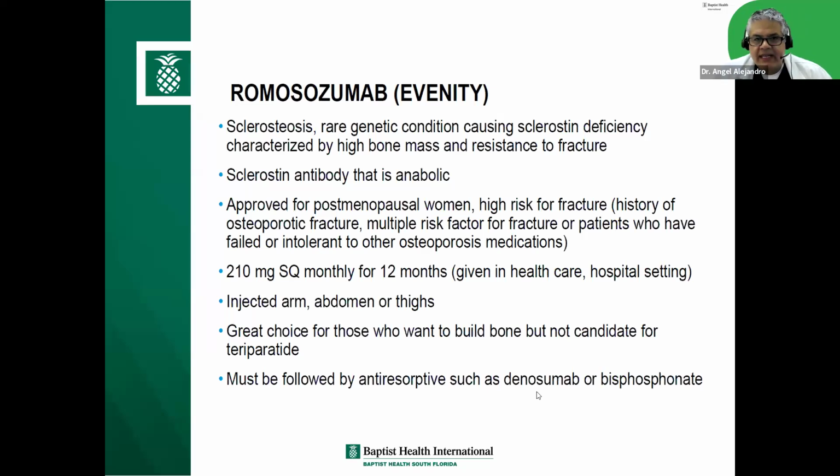When we talk about Evenity or romosozumab, the issue with this is that in one of the trials, they found an increased risk of cardiac events in women. Okay, so that's not good. Remember, who are we giving this medication to? Usually postmenopausal older women. So that was concerning that the medication was found to increase the risk of cardiovascular events. However, further data has shown that that risk is really not there. Okay, this is what happens sometimes when you do these kind of trials. You know, it just had bad luck that that group had a higher risk for cardiac events. So right now, I don't think about that.